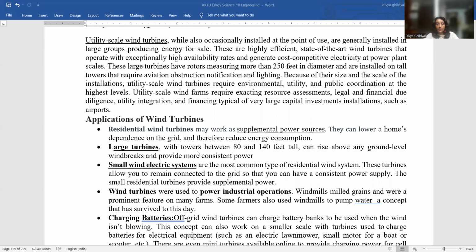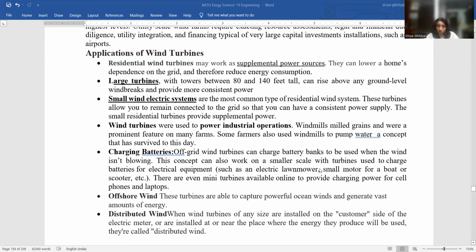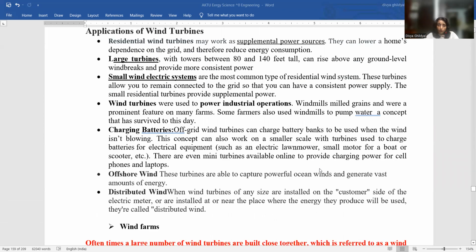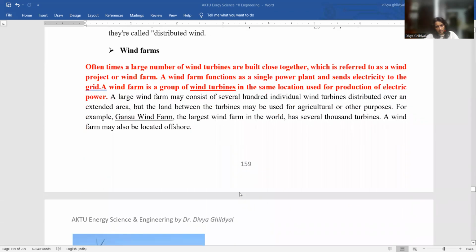Large turbines will require big towers between 80 and 140 feet tall above ground level. Small wind electric systems can be used for small residential societies. Power industrial corporations again are going to require big, big wind turbines. Offshore wind turbines are able to capture a large amount of ocean winds and generate a vast amount of energy. Even disturbed winds can generate electricity.